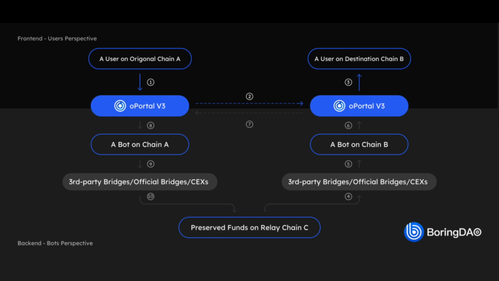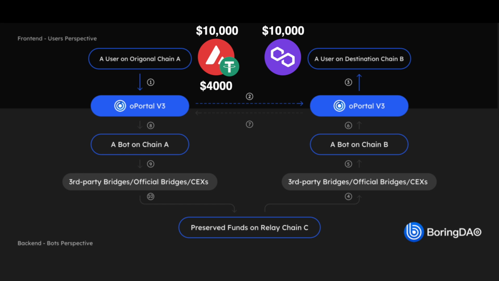Let me now demonstrate how the oPortal v3 would work for the 90% of people transferring typical amounts of funds between different EVM chains. This example will involve a user who wants to transfer 4,000 USDT from Avalanche to Polygon. To keep the math simple, we'll assume that each chain has 10,000 USDT as liquidity. When the user bridges their 4,000 USDT, you end up now with 14,000 USDT on the Avalanche side and 6,000 USDT on the Polygon side.